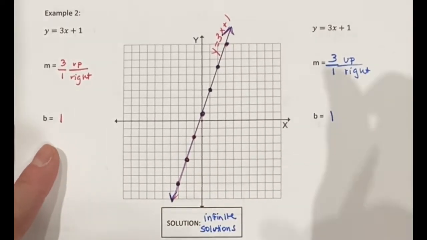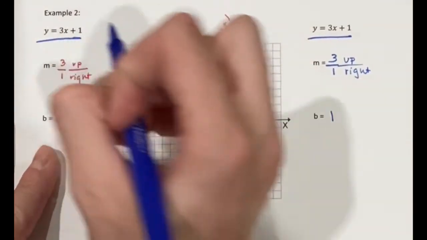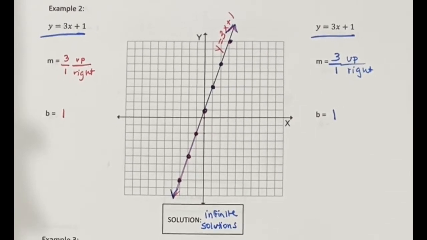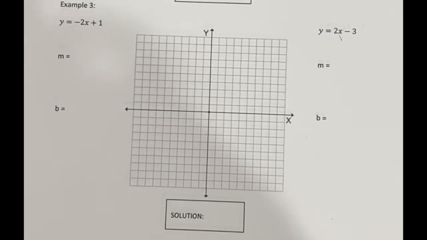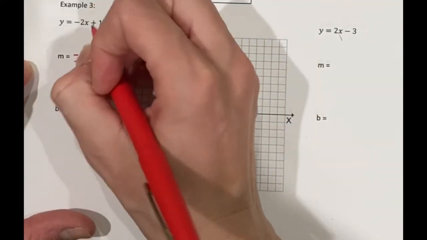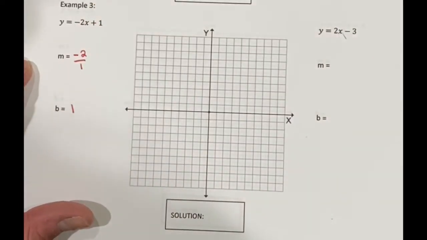And you could have figured that out just by looking at the equations, because the equations are the same. So let's do one last example together before I have you practice on your own. So if we look, we have y equals negative 2x plus 1. So my slope is negative 2 over 1, and my y-intercept is 1.